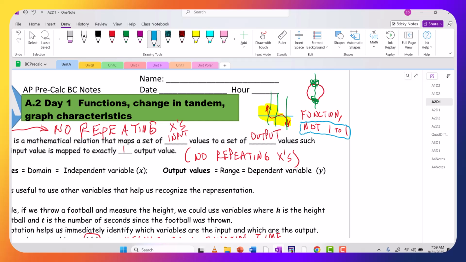Oh, shoot, I didn't even see that. I had no repeating X's already written down there. So now I wrote it twice.